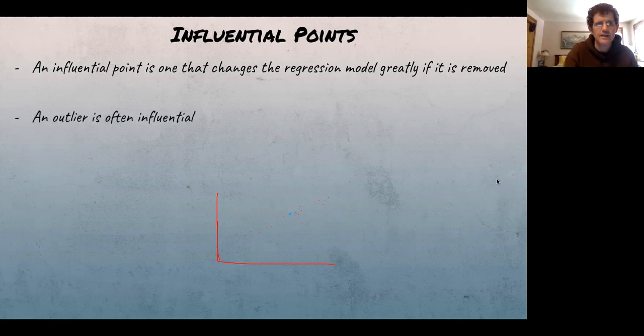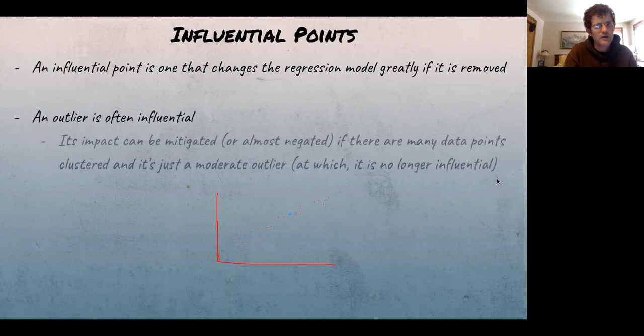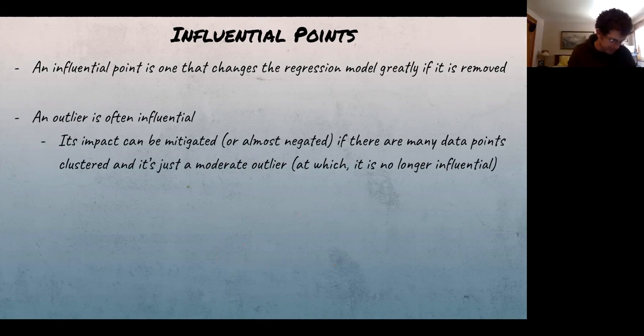Okay, an outlier is often influential, but it can be mitigated or almost completely negated if there are many data points and it's just a moderate outlier. So let's look at an example of that.